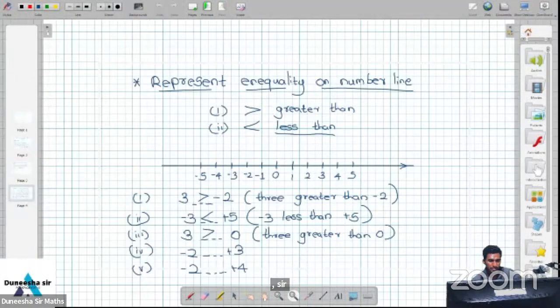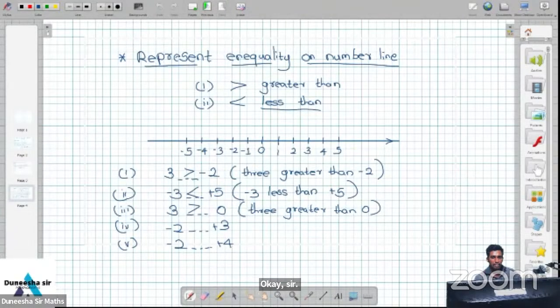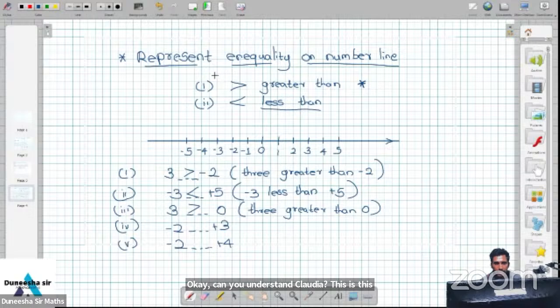Okay, sir. Now we are doing this one. Can you understand, Claudia? This is this inequality. The first sign is greater than. We start from the left side. If we face the open face first, its sign is greater than. If we reach the closed face first, it's a less than sign. මේ open mouth එක අපිට මුලින්ම හම්බ වෙනවා නම් ඒක greater than. closed face එක හම්බ වෙනවා නම් මේ inequality එකේ it's less than.